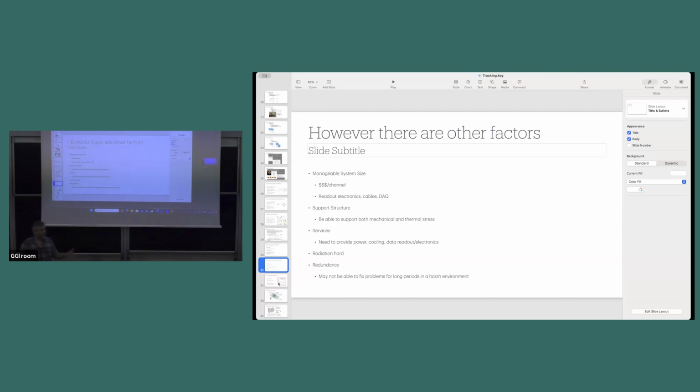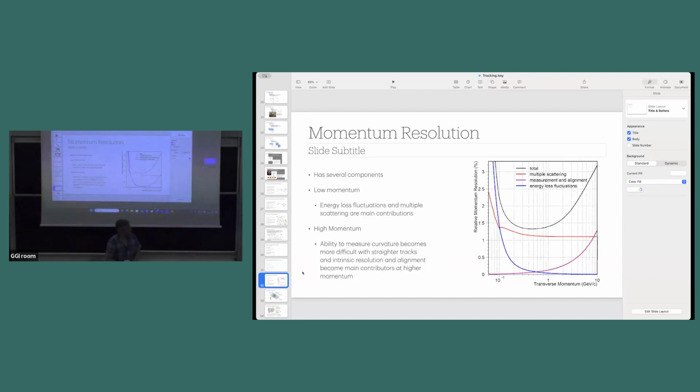If part of it breaks, you want to be able to still measure the particles there, and so you need to have some sort of redundant system. So if you look at how the resolution of tracking evolves, it has several components.